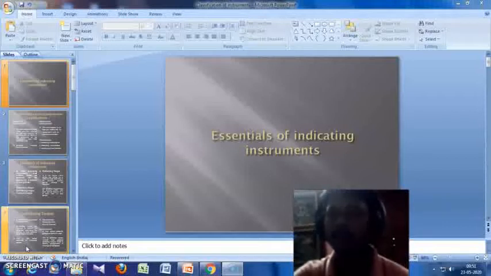I'm just going to give a lecture on an important topic, that is essentials of indicating instruments. So before I start the essential things of indicating instruments, I'm just going to tell the classifications of measuring instruments first.